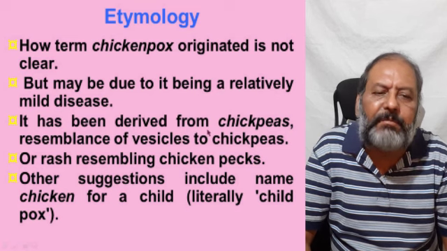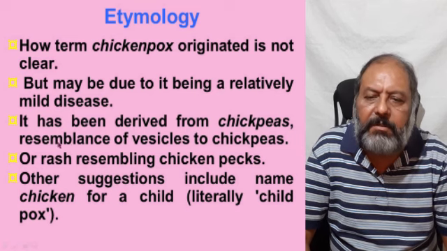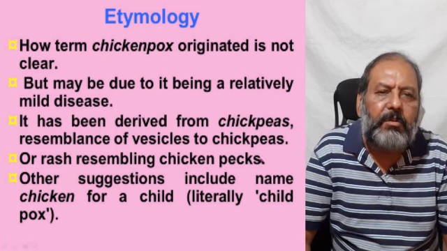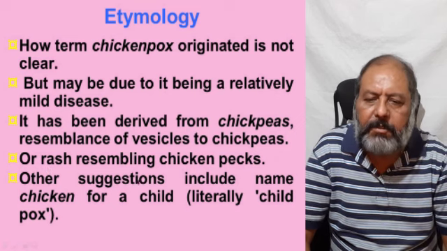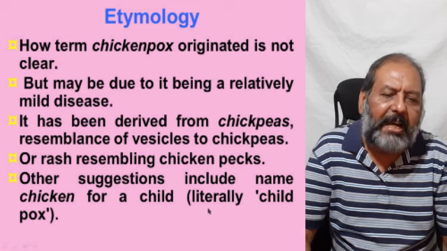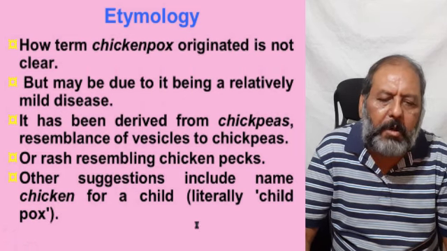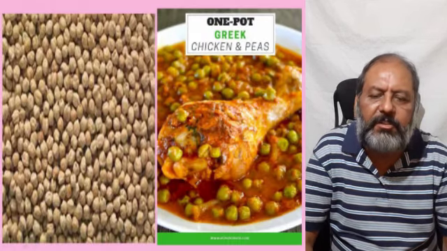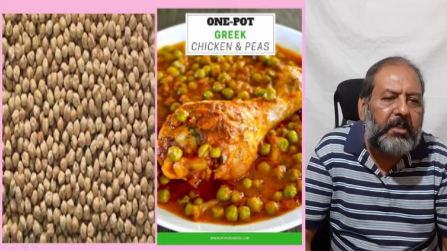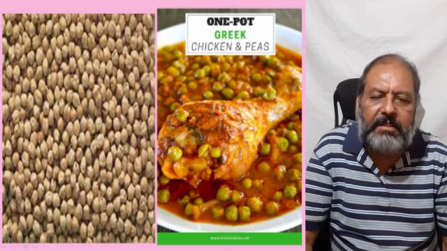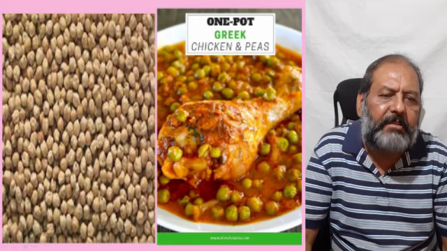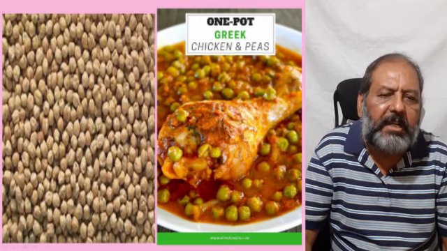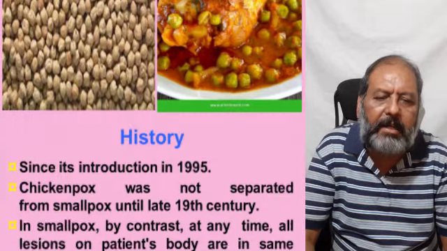It has also been derived from chickpeas, the resemblance of the vesicle to chickpeas, or a rash resembling chicken pecks. Other suggestions include the name chicken for a child, literally child pox. So here one can see the chickpeas, and these have a resemblance to the lesions seen in chickenpox. So that is chicken and peas, and that's why it is called that.